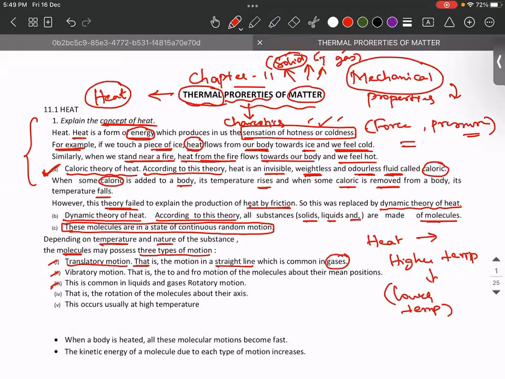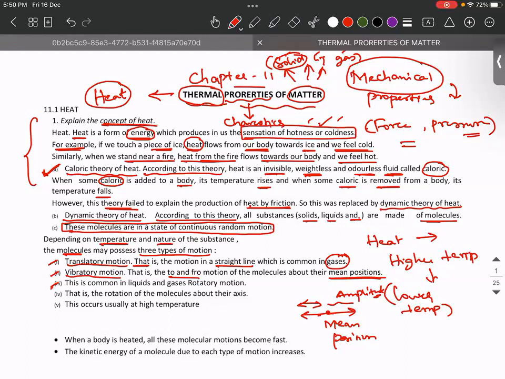And it is common in gases. Similarly, when you talk about the vibratory motion, so vibratory means what? You will have a mean position, and a particle will vibrate about this mean position, producing an amplitude. Amplitude is the maximum displacement from its mean position, right? So this kind of motion is what we call vibratory motion. That is, we have a to and fro motion of the molecules about their mean positions, right?